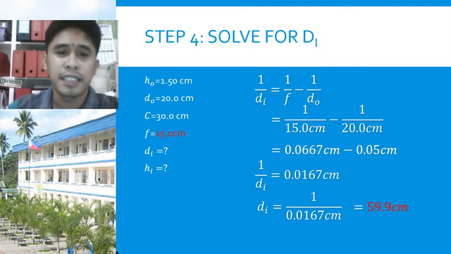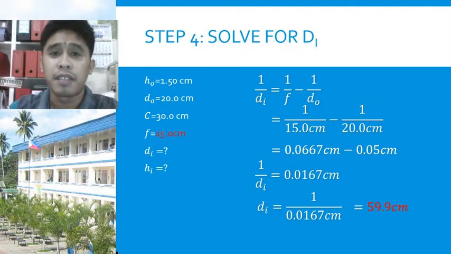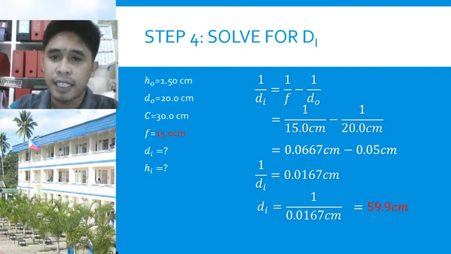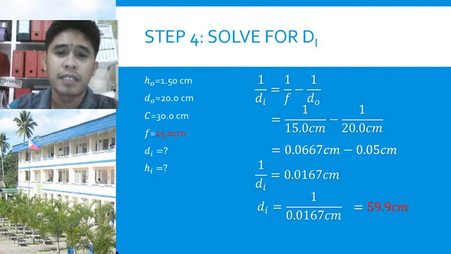This means that the distance of the image from the mirror is 59.9 centimeters. Since the answer takes a positive sign, this means that the image is a real image and located in front of the mirror, beyond the center of curvature.